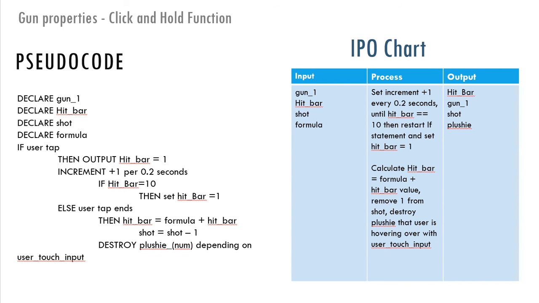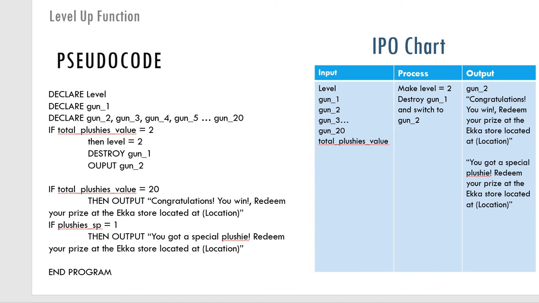So if the user taps the screen, then a hit bar will appear. The bar will go up and down using a loop. Once the user lets go and the tap ends, the formula will use the hit bar to determine where the shot is going. The user touch input, or where the user is holding, will determine whether the plushie is destroyed or not. The level up function.